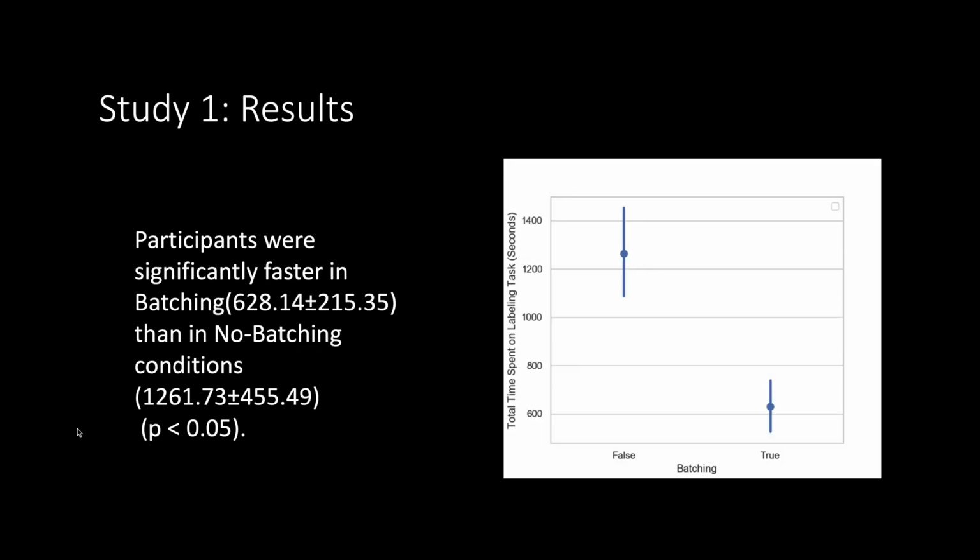We found that participants were significantly faster in the batching condition than the no batching condition. We also found that participants in the less complex task, vocab size equals 2, were much faster, unsurprisingly. But one of the interesting findings was that users were not more accurate in the batching condition. In fact, there was no significant difference for accuracy.